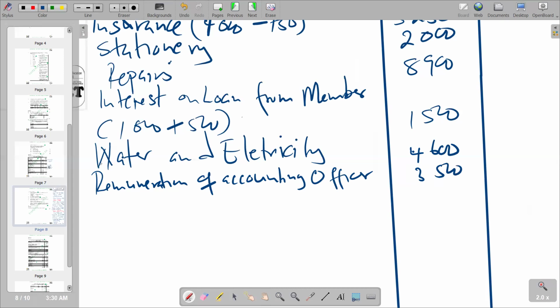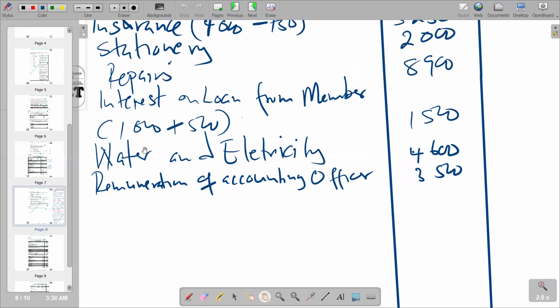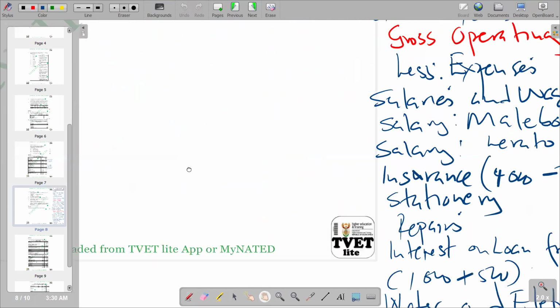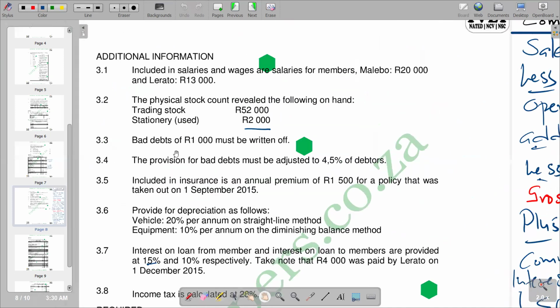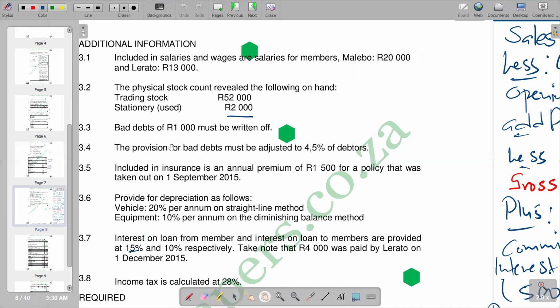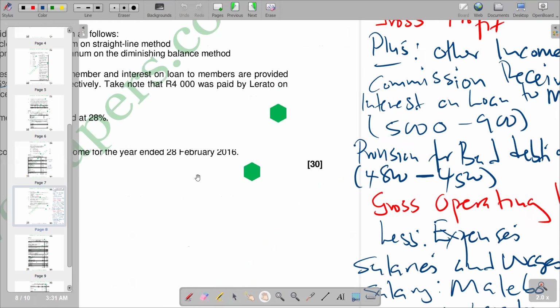Then we check on the next one, which is now purchases, which is not part of that. And then we go to the extra information. We might have another expense that is not listed in the trial balance that we need to include. Remember, we've got non-cash expenses. They won't be reflected in the list of balances. You can only get to know about them when you go to the extra information. So we go item by item. The first one that we have is bad debts, 1,000. Remember, it's not there in the list of balances.